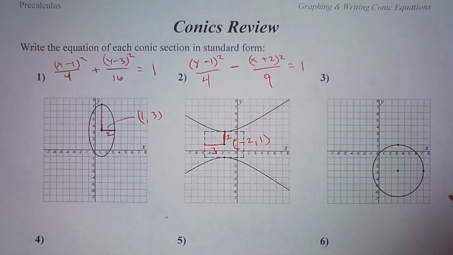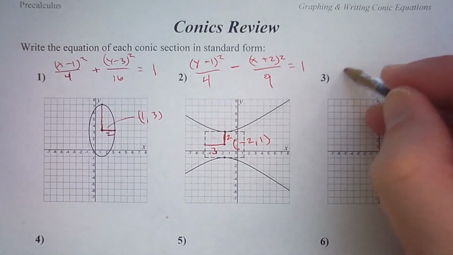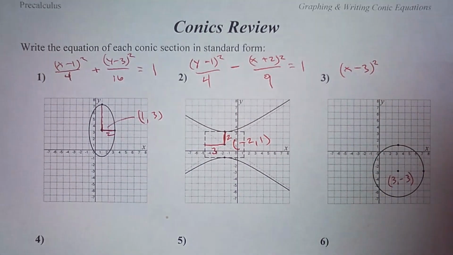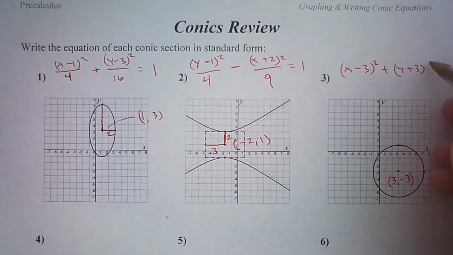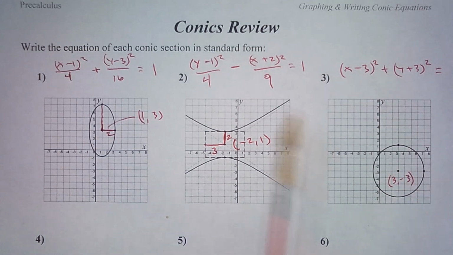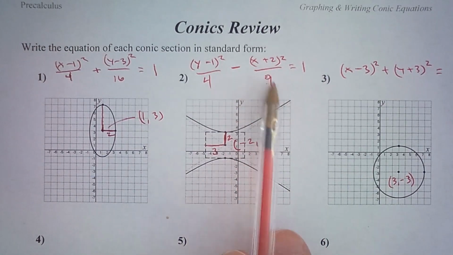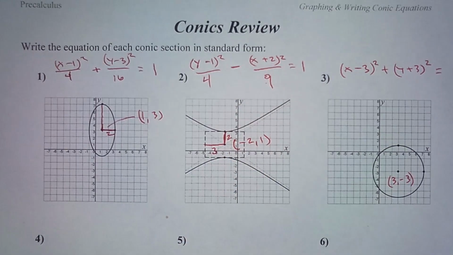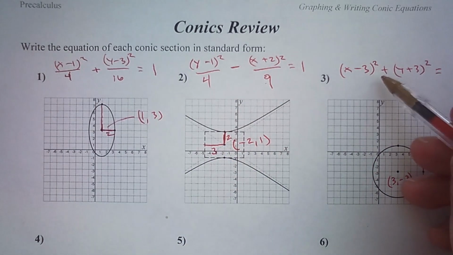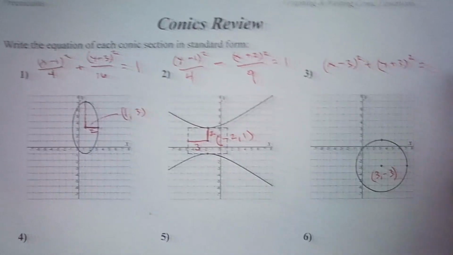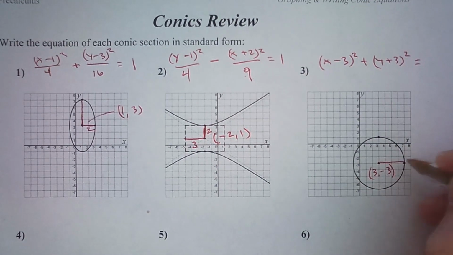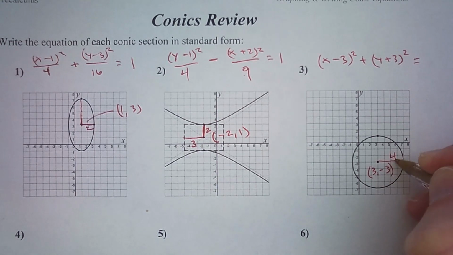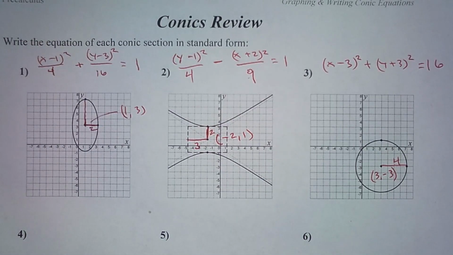Next I have a circle. The circle here has a center of 3, negative 3. So I have x minus 3 squared plus y plus 3 squared equals, now here I've got a horizontal and vertical stretch underneath the horizontal and vertical components. In a circle, the stretch is the same, so I multiply that across to this other side. So the stretch here is 1, 2, 3, 4, squared is 16.